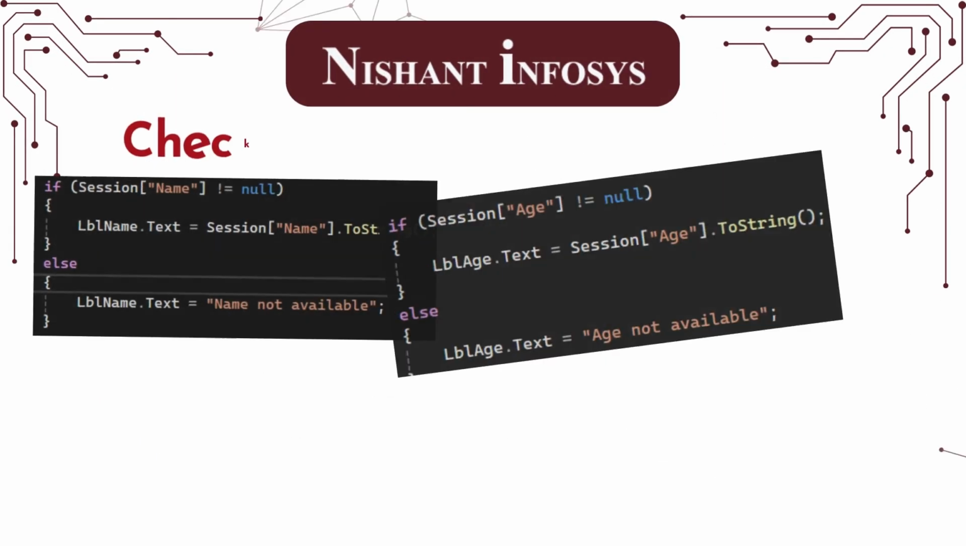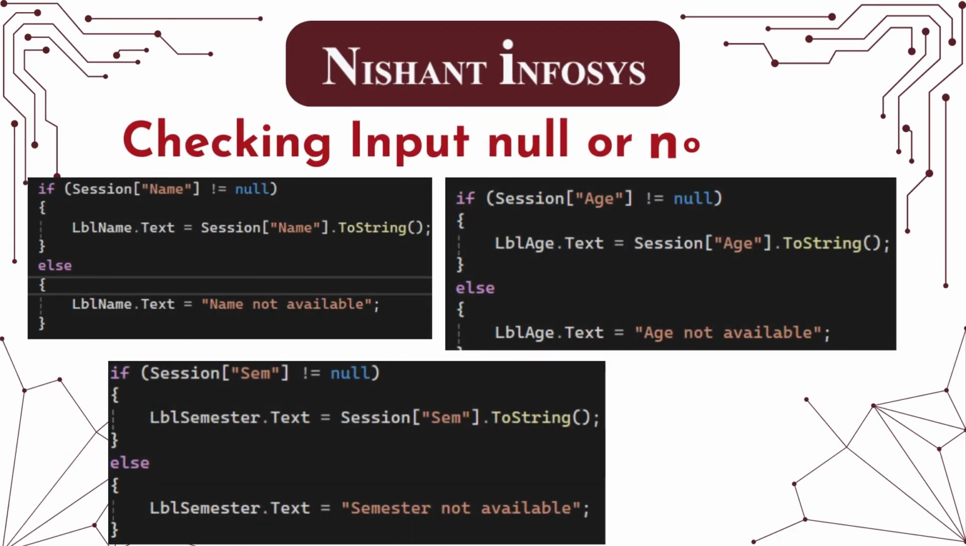Checking input null or not null. This code checks whether session variables Session["name"], Session["age"], and Session["sem"] have been set, i.e., they are not null. If a session variable exists, it assigns its value to the respective label control, lblName, lblAge, lblSemester, on the page, converting the session value to a string using .ToString.